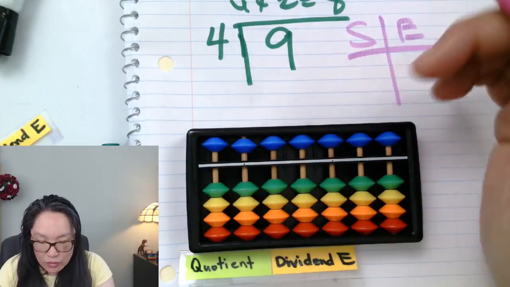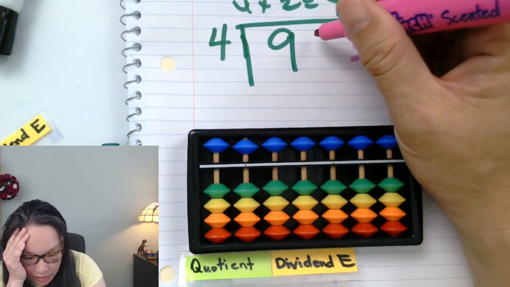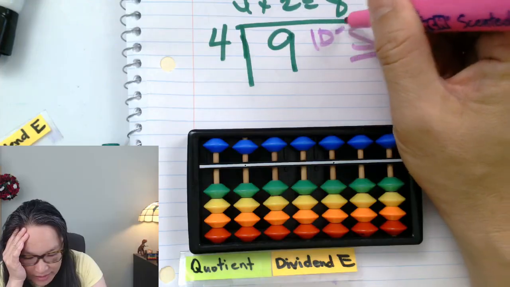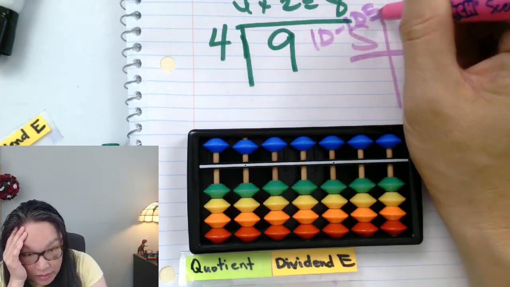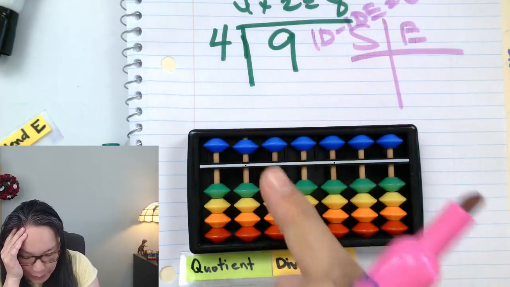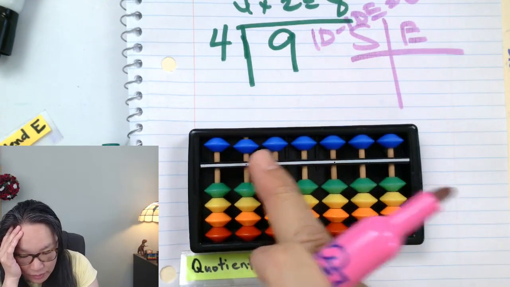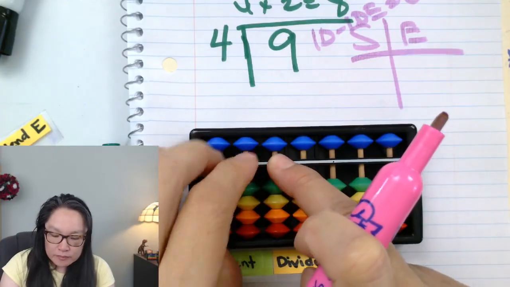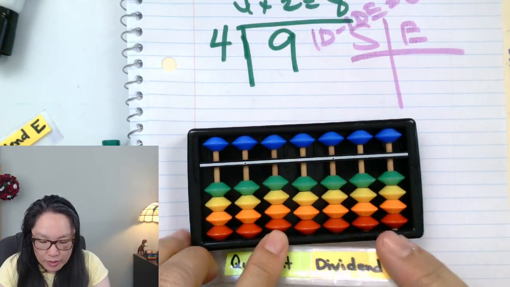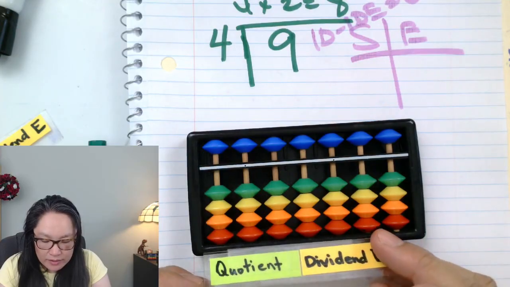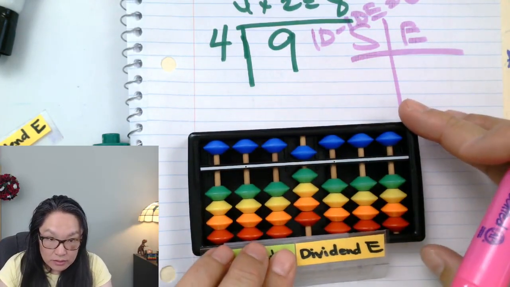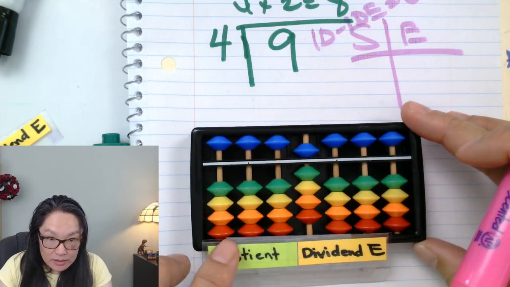So again, what are we doing? We have one divisor and then one dividend. This equals to 0. So my place value is 0, not here. This is 1. My place value is here. I'm going to put my dividend on the abacus. My dividend is here.